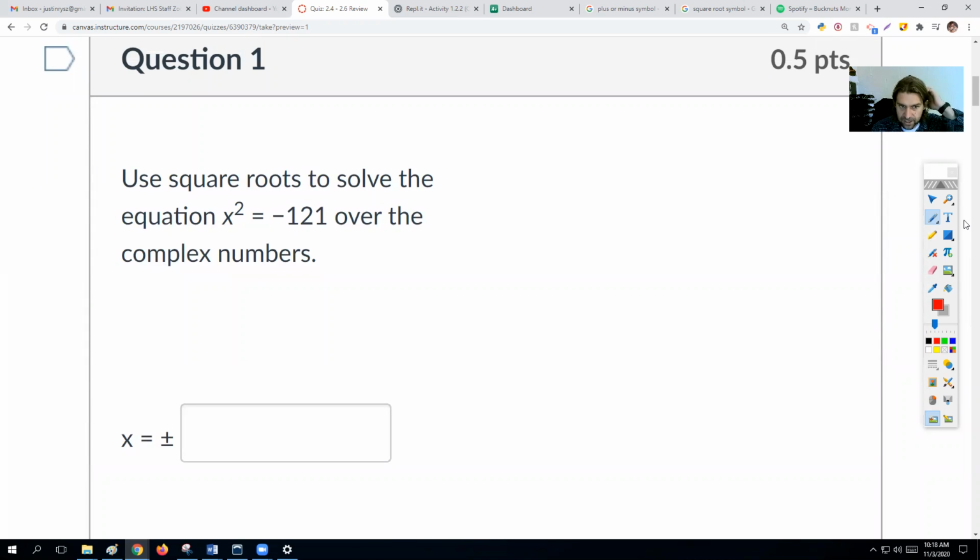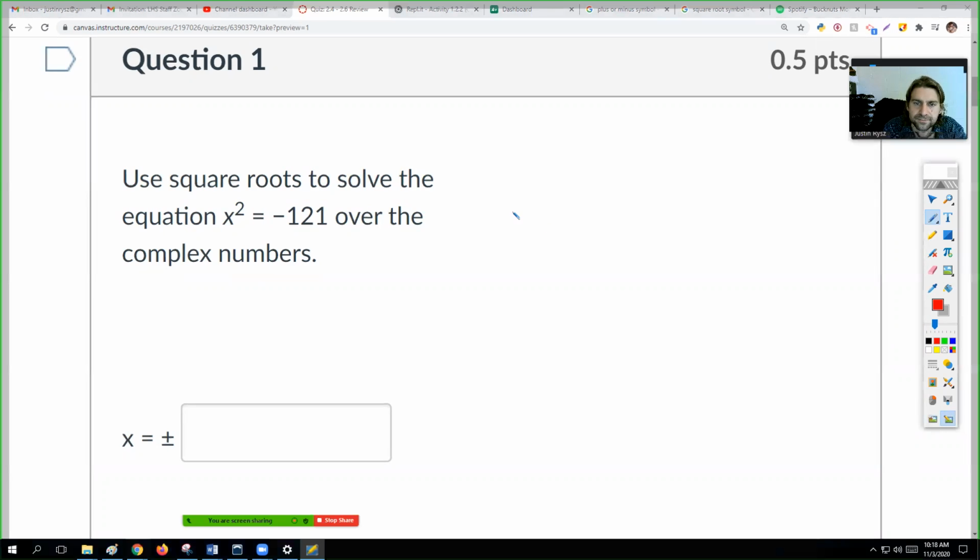Use square roots to solve the equation x squared equals negative 121. Okay, so if we wanted to go ahead and solve this, we'd take the square root of both sides and get x equals plus or minus the square root of negative 121. Remember, anytime we take the square root of a negative, we're going to have an i, an imaginary unit. All we need to do here is take the square root of 121, which is 11.